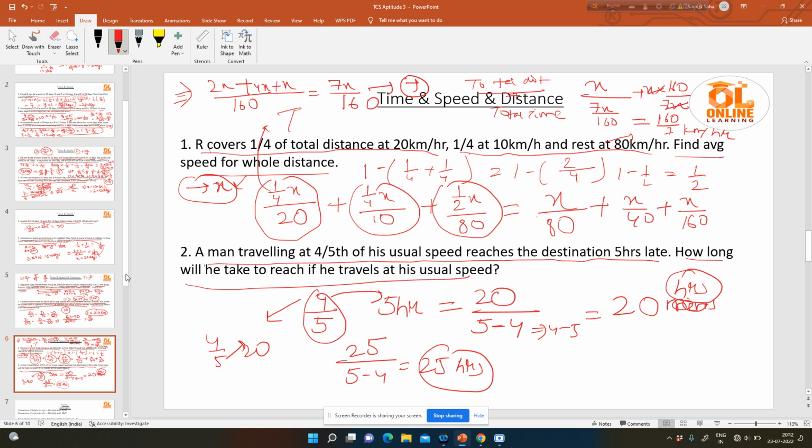See, it matches because he reaches the destination 5 hours late. So if he is late, he will reach after 25 hours. And if he is not late, at usual speed, he will reach the destination in 20 hours.